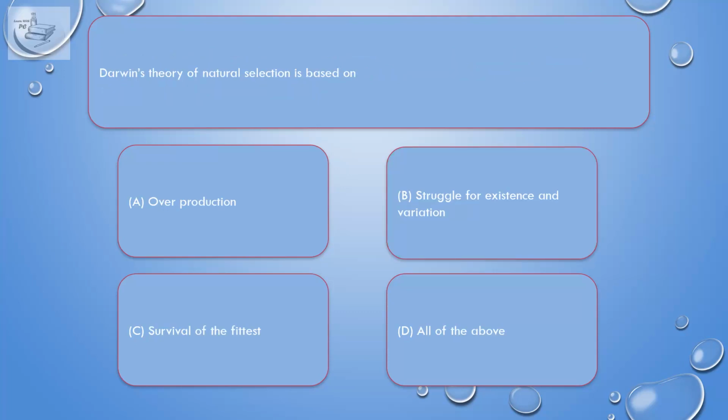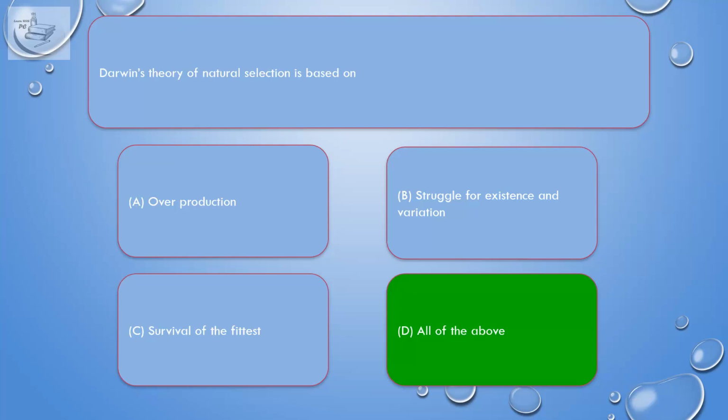Question: Darwin's theory of natural selection is based on A. Overproduction, B. Struggle for existence and variation, C. Survival of the fittest, D. All of the above. Correct answer is D. All of the above.